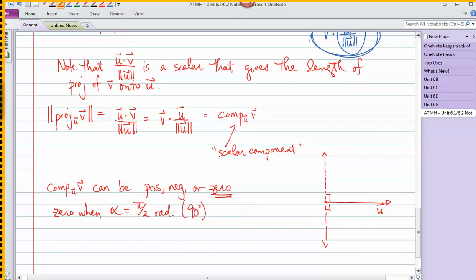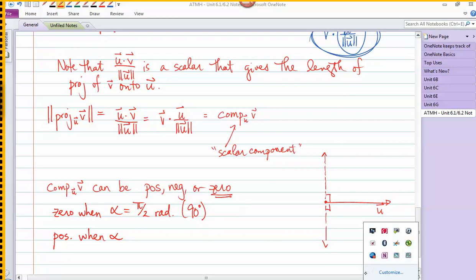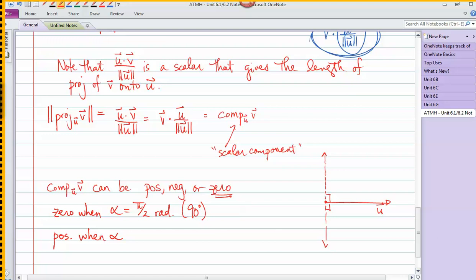And it's positive when alpha, okay, sorry. So it's positive when alpha, let's see here. Hold on, I gotta shut the door. All right, sorry. You'd be surprised at how often you get interrupted at 4:30 after school.